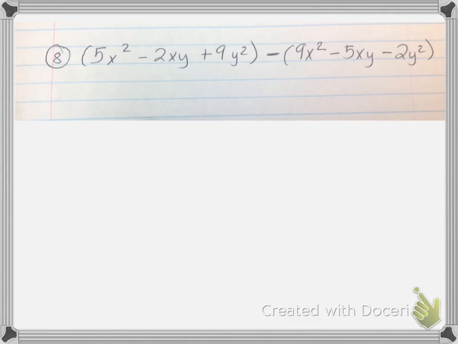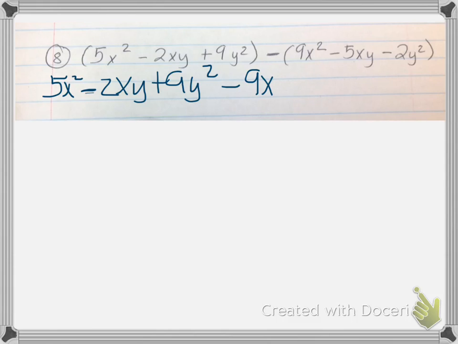For this problem, the first parenthesis stays the same, because is there anything in front of it? No. Now the next one, what does it have in front of the parentheses? A negative. So it changes everything inside. That positive 9x squared becomes a negative 9x squared. The negative times a negative 5 becomes a what? Positive 5xy. And then the negative times the negative 2y squared becomes a positive.